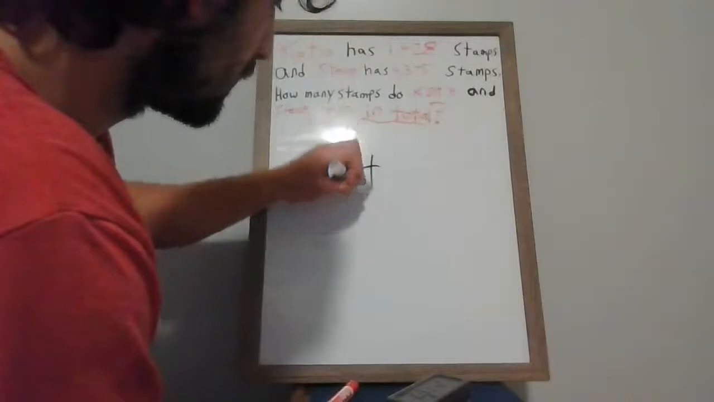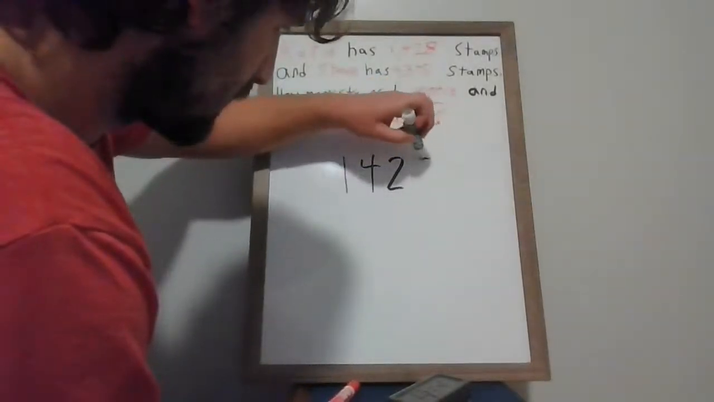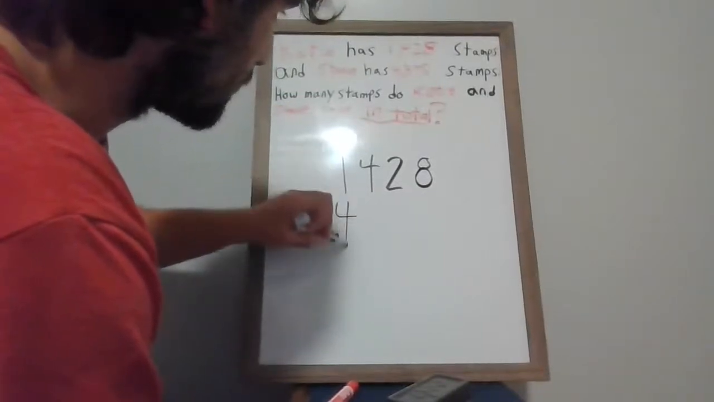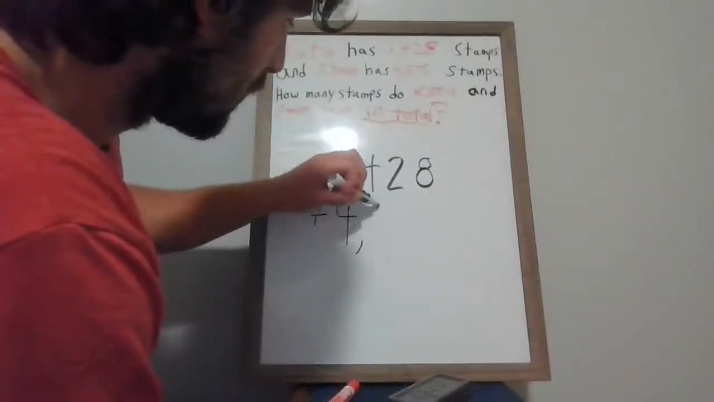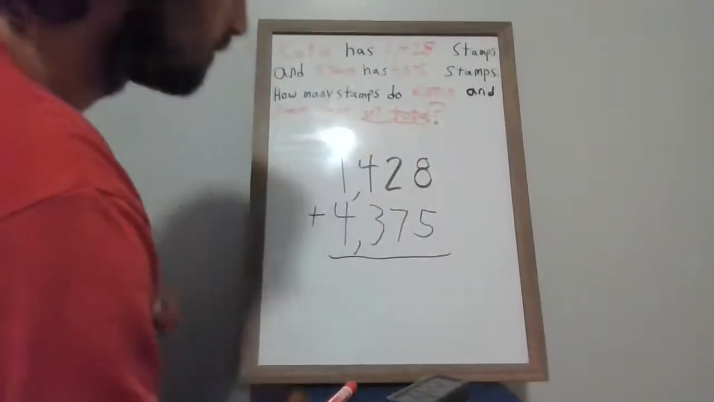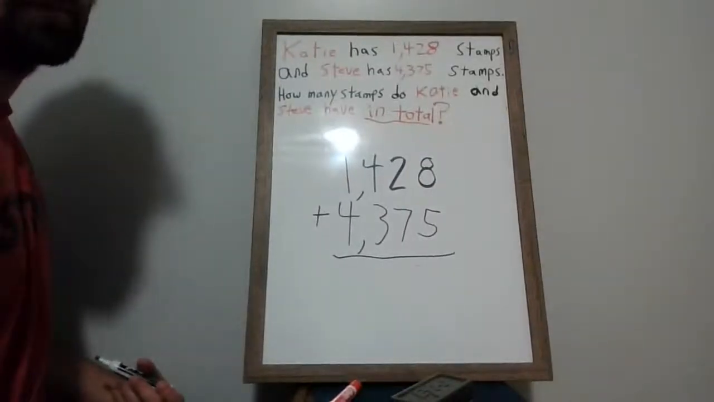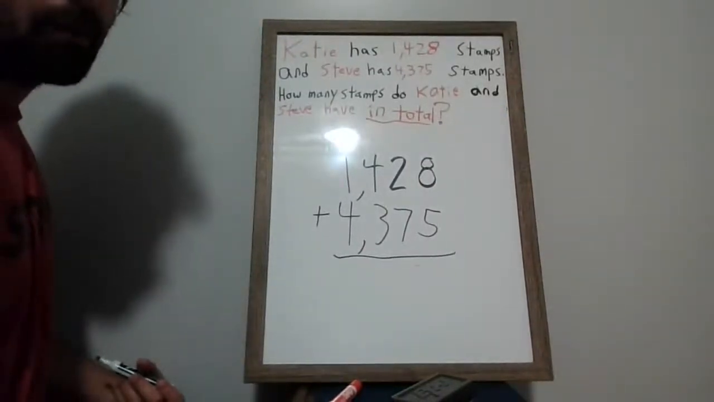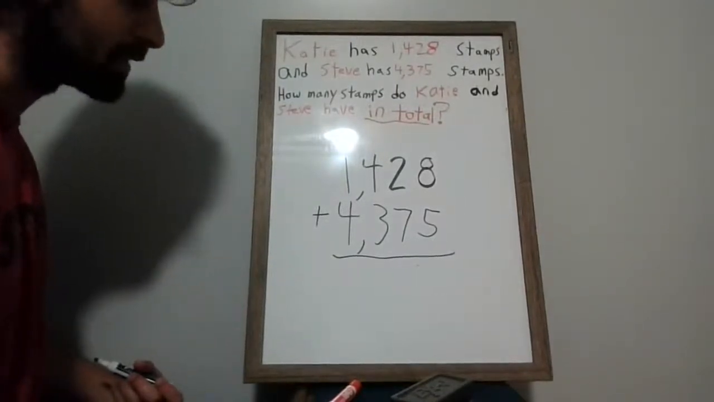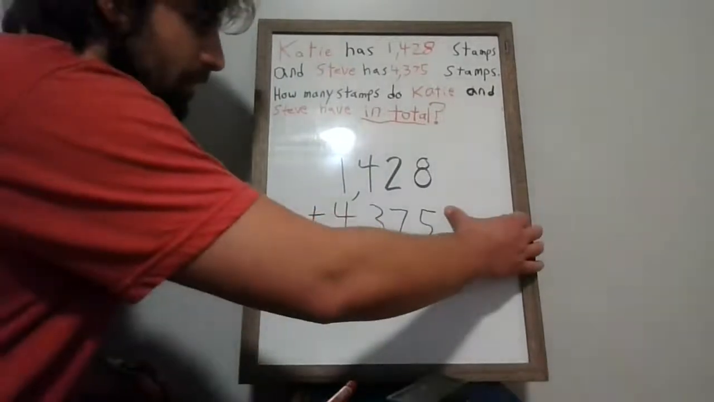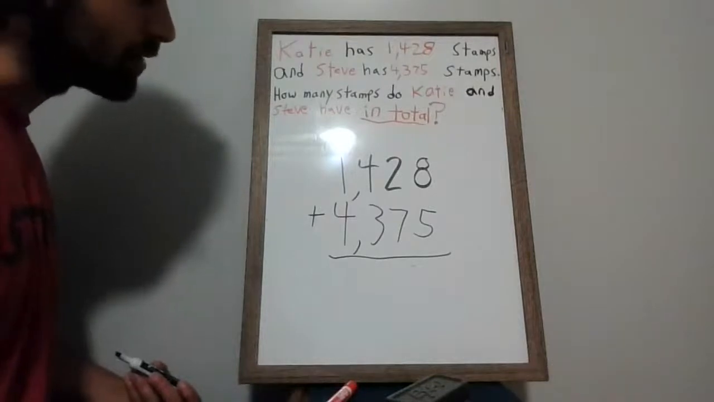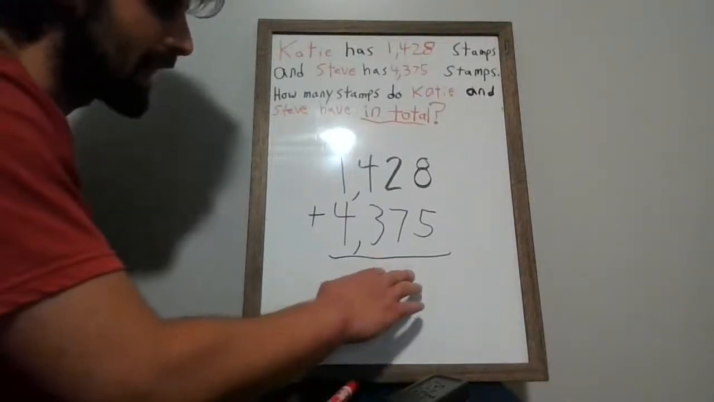So 1,428 plus 4,375. So again, the problems are almost identical. The process for solving these word problems is almost exactly the same. Only thing I changed is the numbers. I changed the numbers, I changed the vocabulary words, but the process for solving the problem is exactly the same.